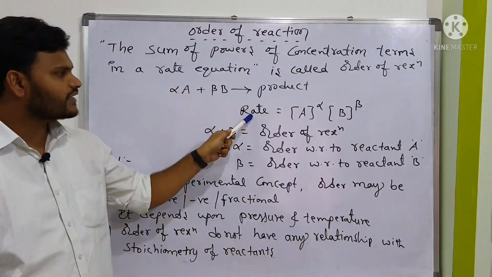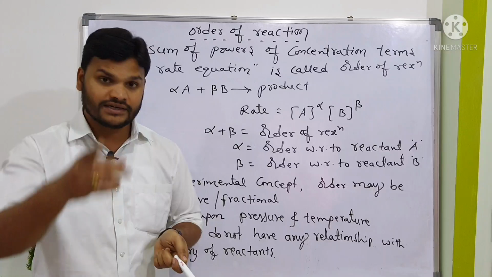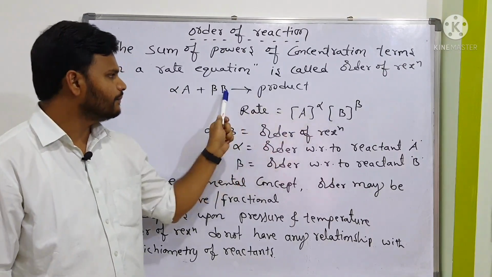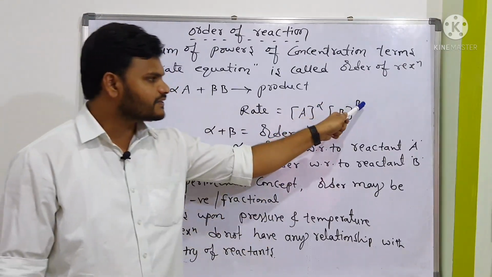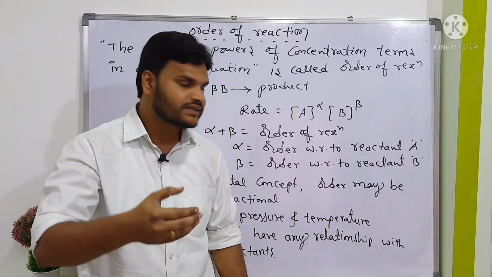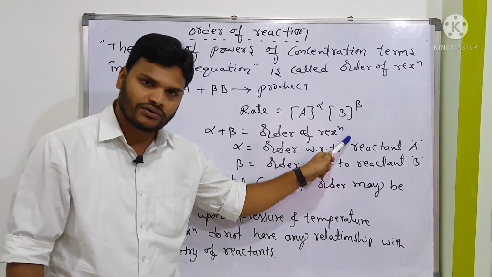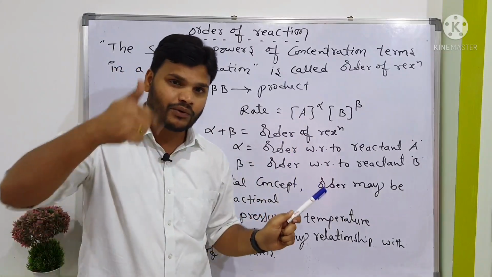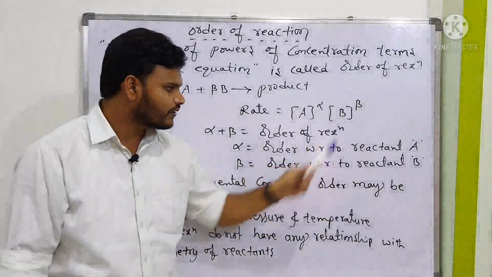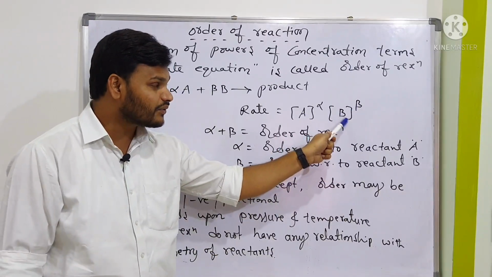How to write the rate expression for this one? You need to write the rate expression for reactants only. That is the main key point. So rate expression equals k [A] power alpha, [B] power beta. Here alpha plus beta are the powers, the sum of powers of concentration terms. Concentration terms are nothing but the concentration of A and the concentration of B, and these are the powers. So alpha plus beta equals order of reaction, where alpha is the order with respect to reactant A and beta is the order with respect to reactant B.